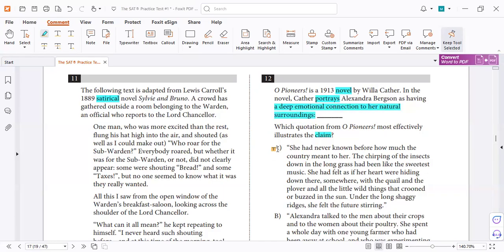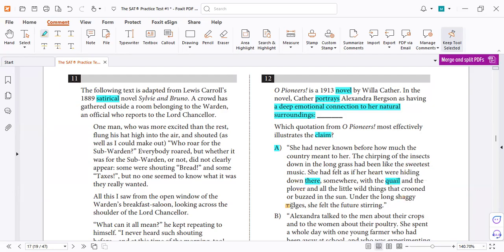Letter A, correct. But why? She had never known before how much the country meant to her. So it's nature. The chirping of the insects down in the long grass, see nature, had been like the sweetest music. So connection. She had felt as if her heart were hiding down there. Connection to the nature there, somewhere. With the quail, look, nature again, and the plover and all the little wild things that crooned.